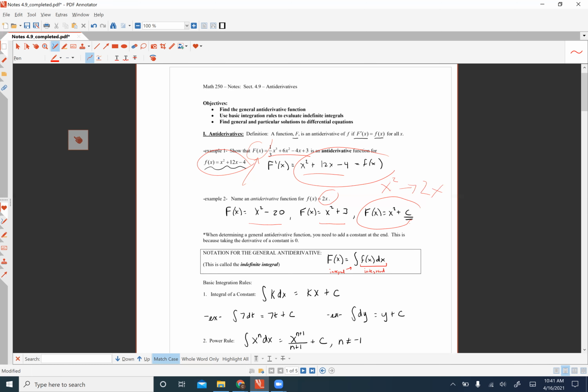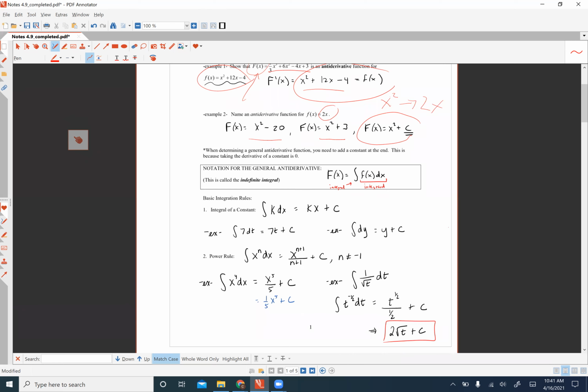Okay, so in case you've never seen this before, here is the notation that we use for the antiderivative. There's this integral symbol right here, and we put the dx on it. So the integral of f of x dx means what function has a derivative equal to lowercase f of x.